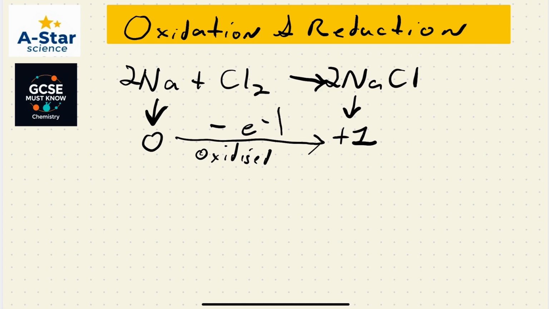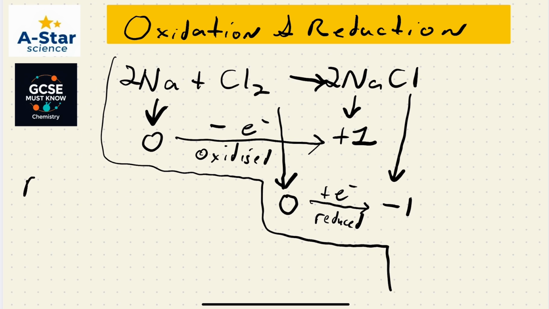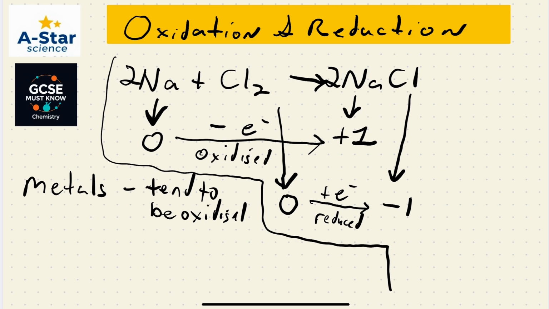The chlorine here, it's a chlorine molecule, that means it's neutral, and it has become a -1 ion. How does it go from 0 to -1? It must gain an electron. That means it's been reduced. Now there's an easy way to remember this, and that is metals tend to be oxidized. That means they tend to lose electrons. They tend to be oxidized.